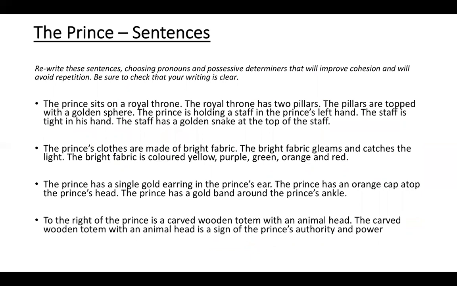So the prince sits on a royal throne. The royal throne has 2 pillars. The pillars are topped with a golden spear. The prince is holding a staff in his prince's left hand. The staff is tight in his hand. The staff has a golden stake at the top of the staff. There's a lot of repetition there. We've mentioned pillars twice. We mentioned the staff, the prince. What pronouns can replace those words? Okay, rewrite them. And also number 2, 3, and 4.